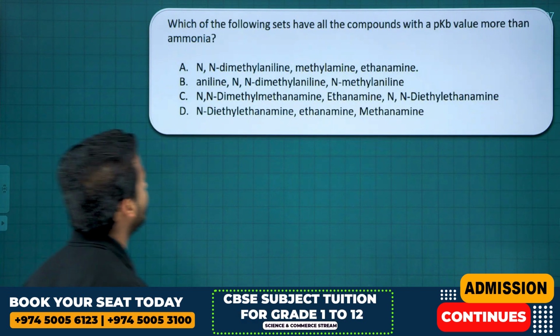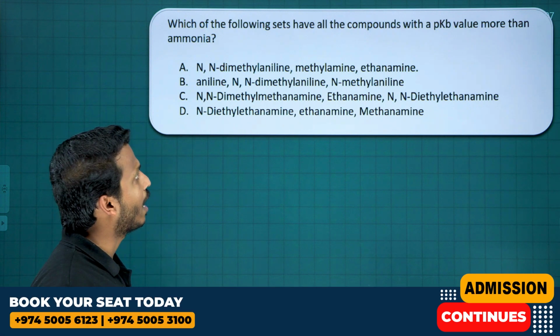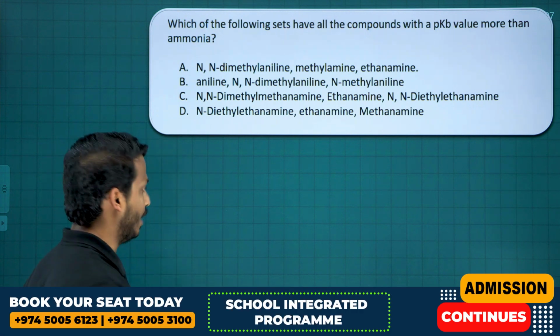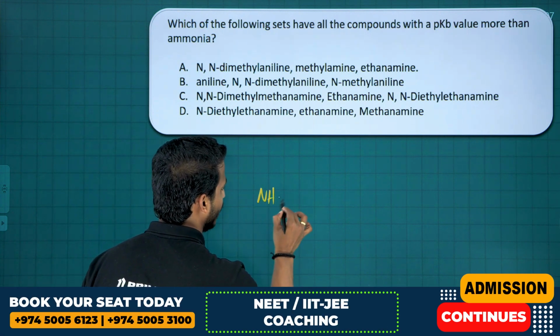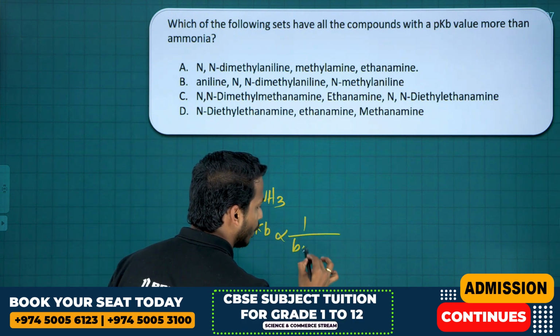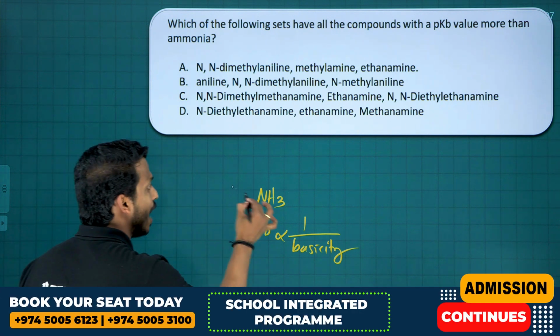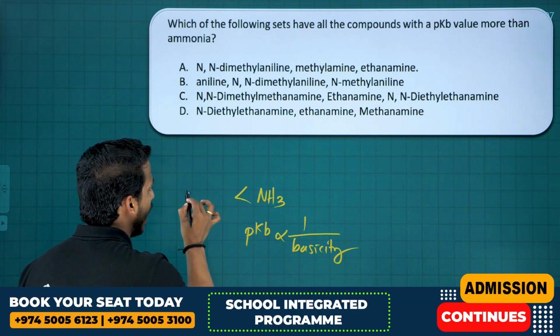Which of the following sets have all compounds with a pKb value more than ammonia? So ammonia is there. You know pKb value is inversely proportional to what? Basicity. Correct? You know aliphatic amines, right?